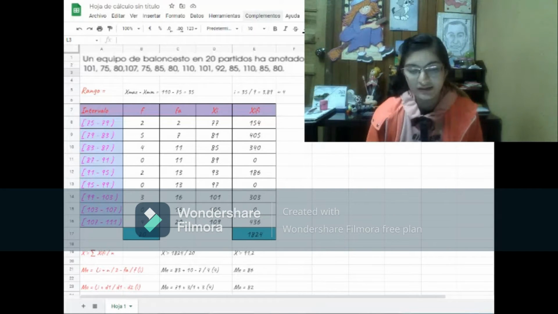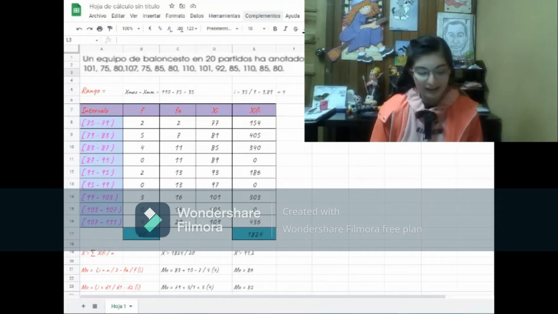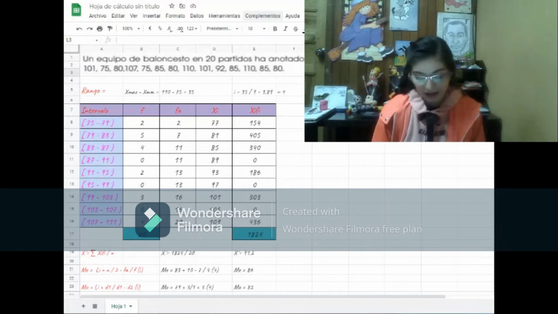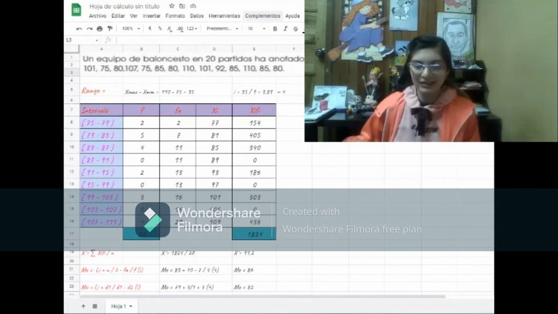So the mode also has a formula, and the formula is Li plus D1 divided by D1 plus D2, and multiplied by the interval. So for the mode, we have 79 plus 3 divided by 1 plus 3 and multiplied by 4, and the result is going to be 82, and that's it.